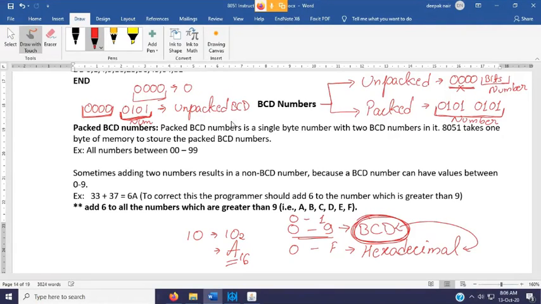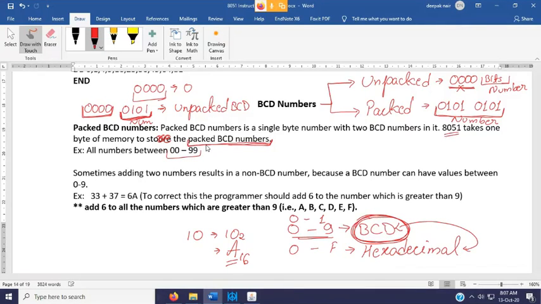For example, in BCD number, this is important: 8051 takes 1 byte of memory to store the packed BCD numbers. So whenever you see packed BCD number, remember it is talking about all 8 bits being used. For example, 00 to 99.